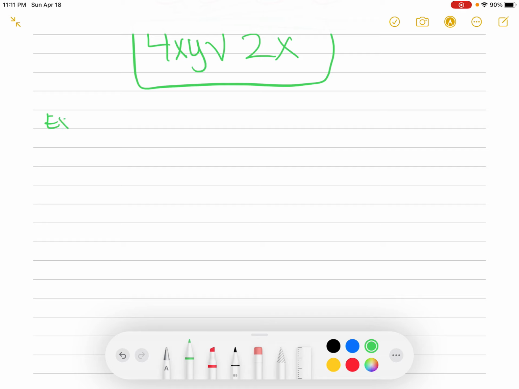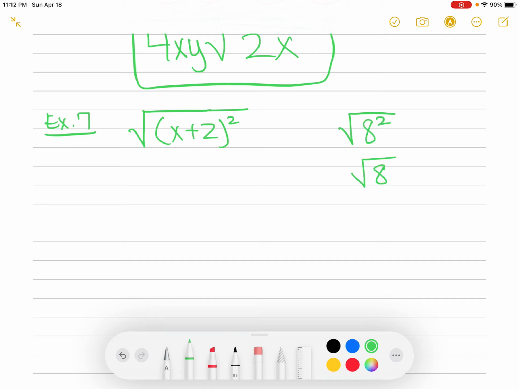Okay, so example 7. I don't know if you have any of these in your homework, but I'm just going to show you real quick what it looks like. It says to simplify the square root of (x plus 2) squared. So that's easy enough, right? Let's pretend I had the square root of 8 squared. The answer would be 8, without that square root sign there. So it's the same thing here. I have this squared, so the answer is x plus 2.